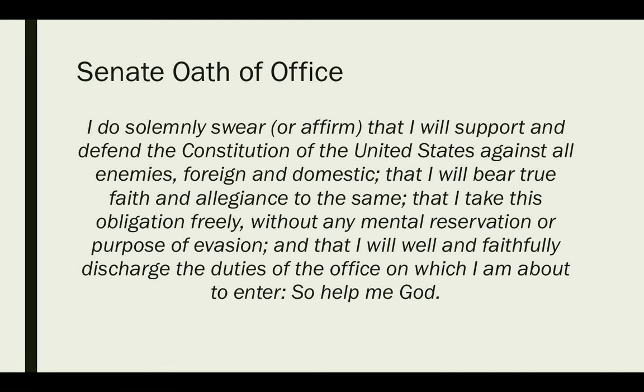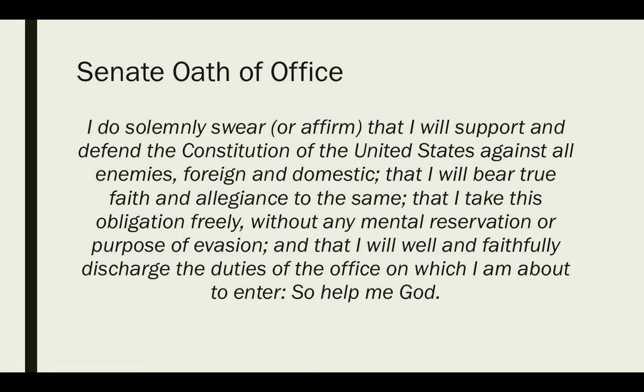And they will defend and support the Constitution against enemies, foreign and domestic, here and abroad. That I will bear true faith and allegiance to the same, that I take this obligation freely. Nobody's pressuring me. There is no mental reservation or purpose of evasion. I'm not doing this with any hidden background, and that I will well and faithfully discharge the duties of the office on which I am about to enter. So help me God. So, the pledge to office.